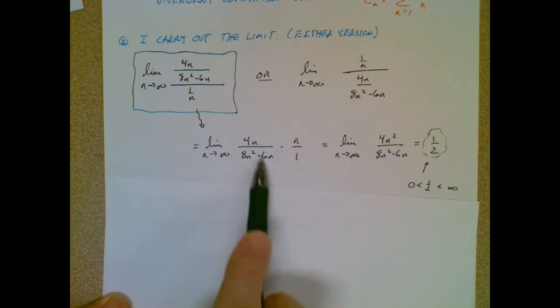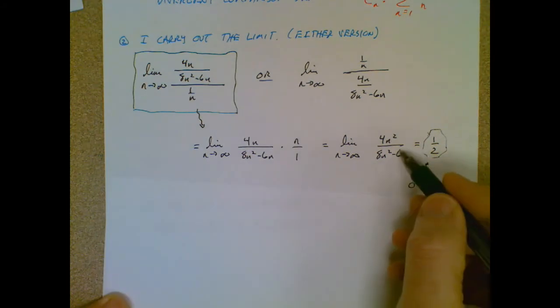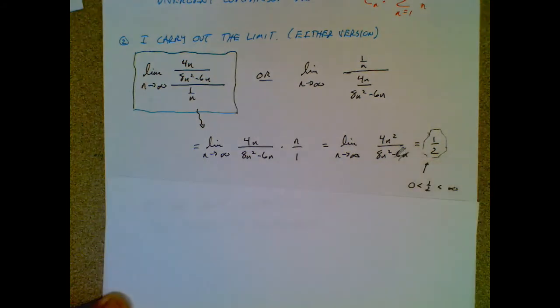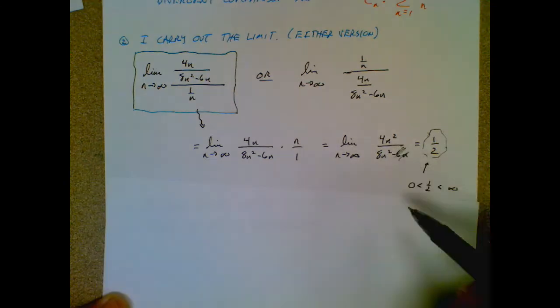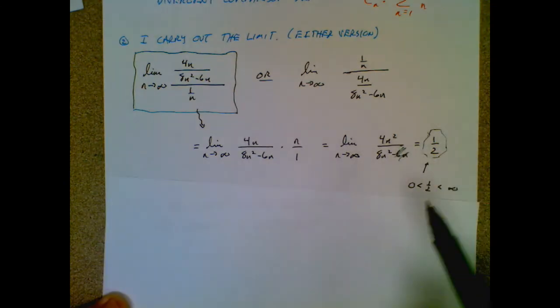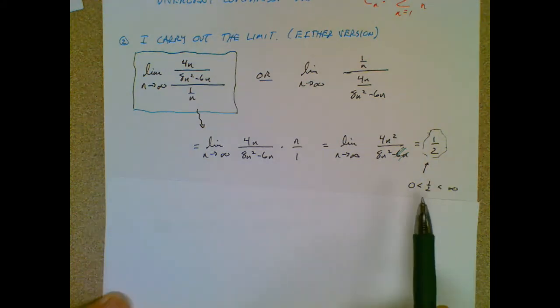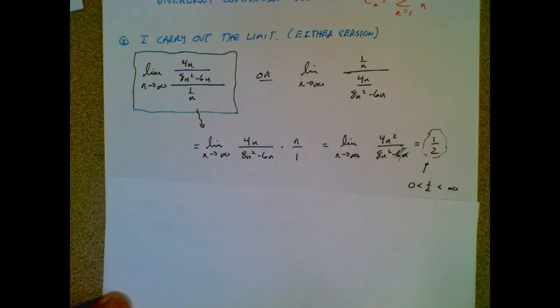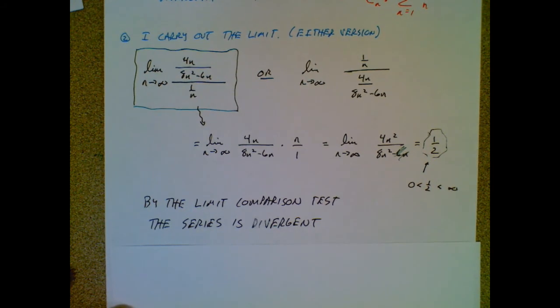So I take this, it turns into that, and that ends up being a battle of the big dogs. As n approaches infinity, the 6n is kind of useless. The powers are equal here, so I go to the coefficients. Bottom line is I get a value of 1/2, and 1/2 is in that golden zone, bigger than 0 but smaller than infinity.